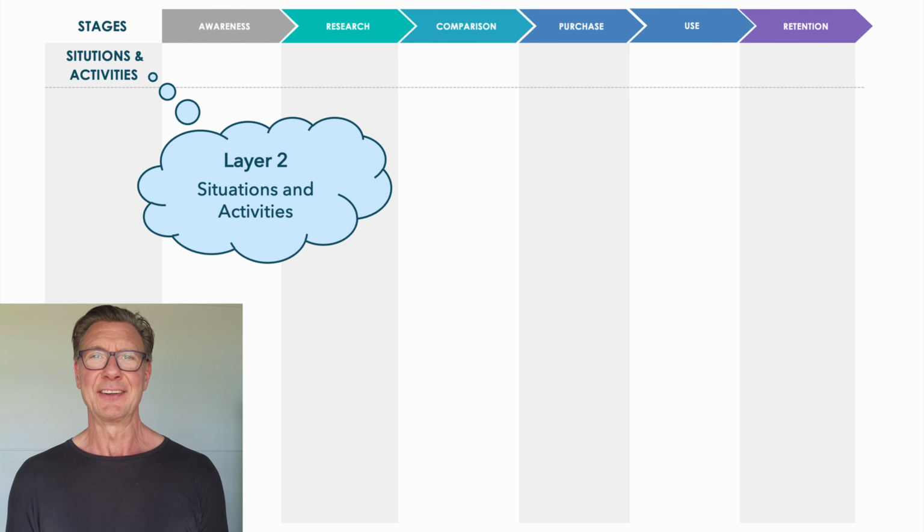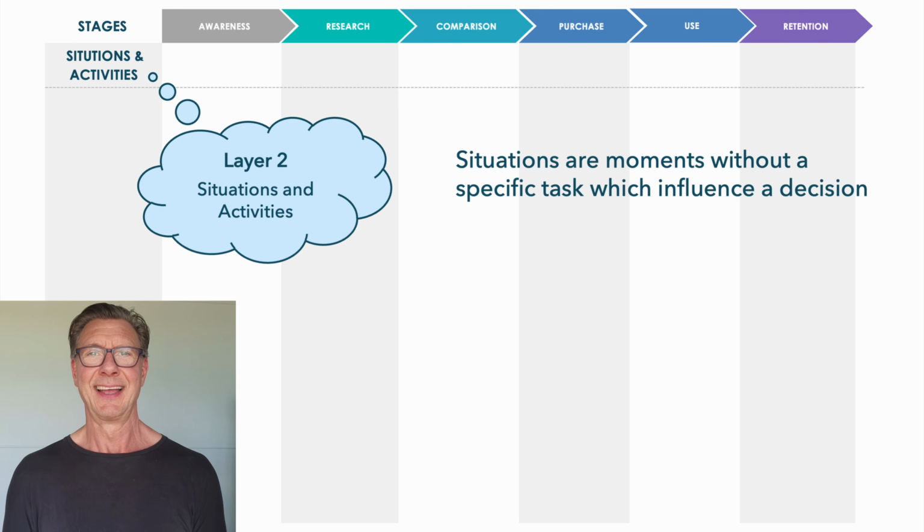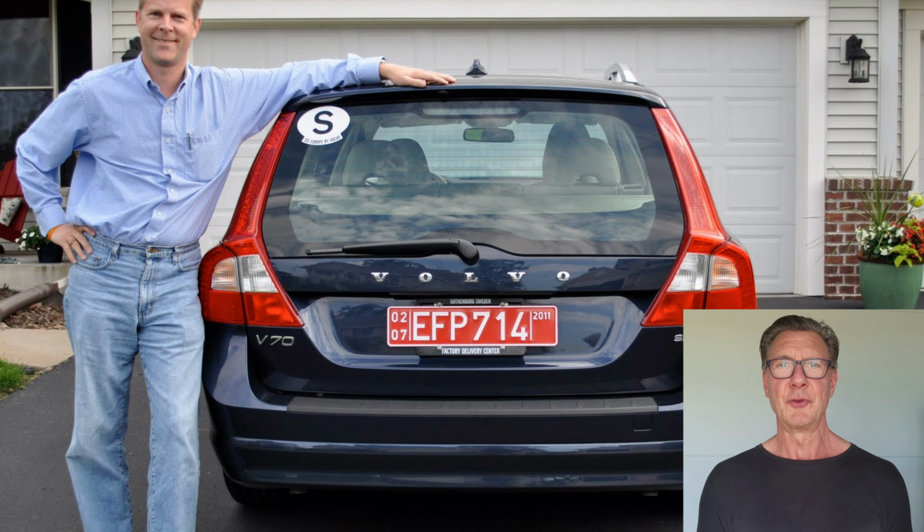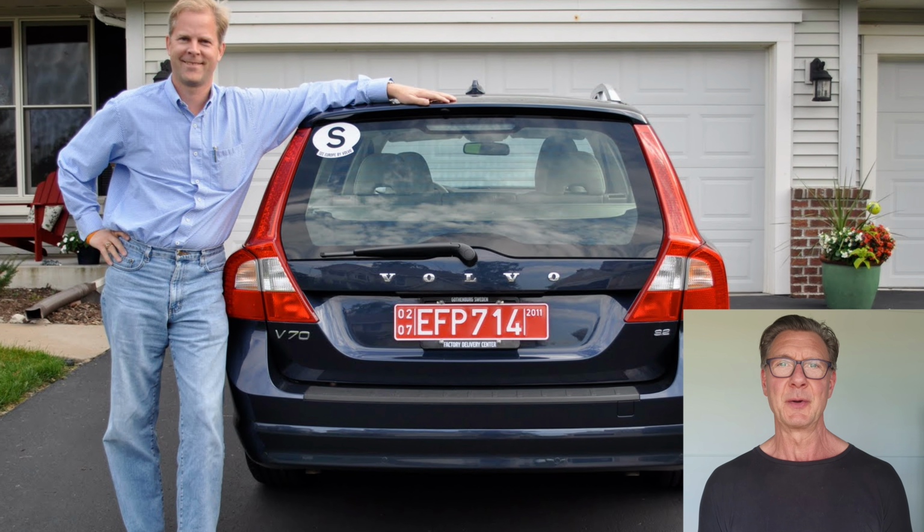The second layer describes situations and activities that take place within individual customer stages. Situations are moments without a specific task, but which influence a decision. For example, seeing a neighbor's new Volvo and chatting to the neighbor about it.